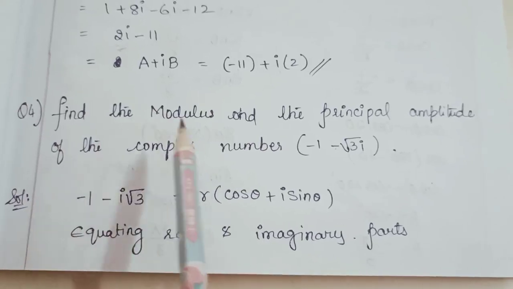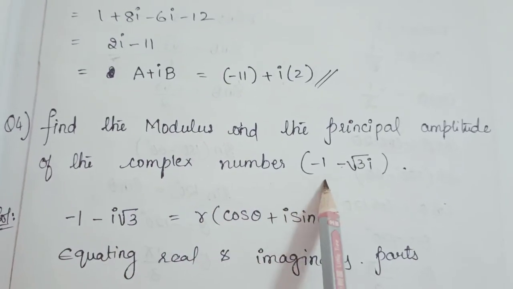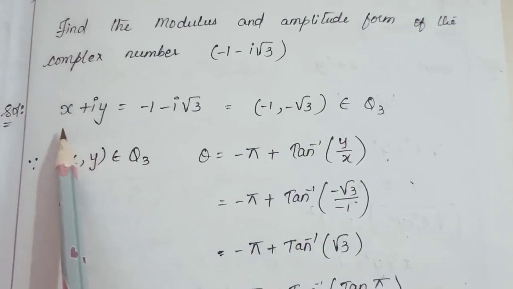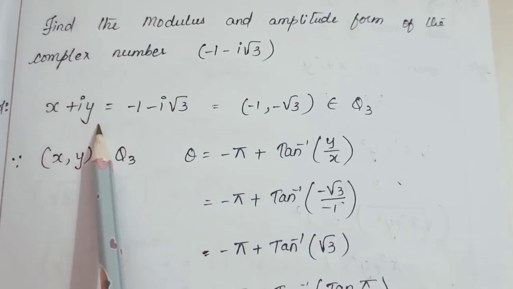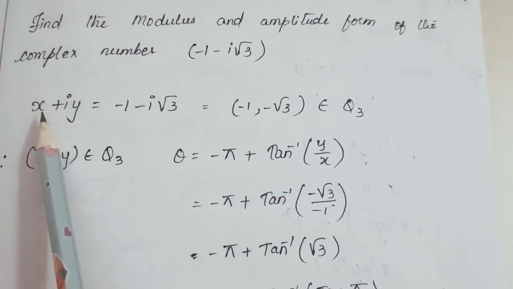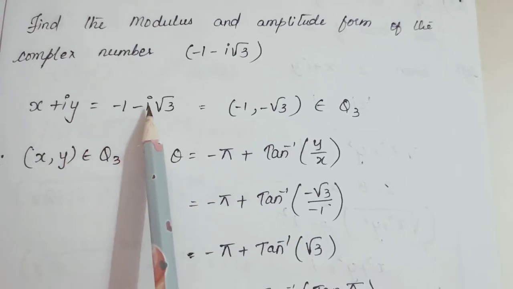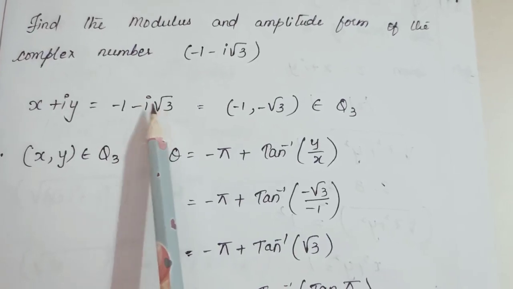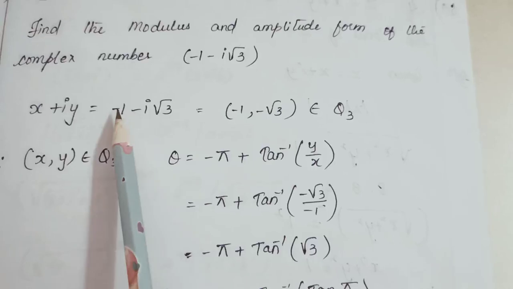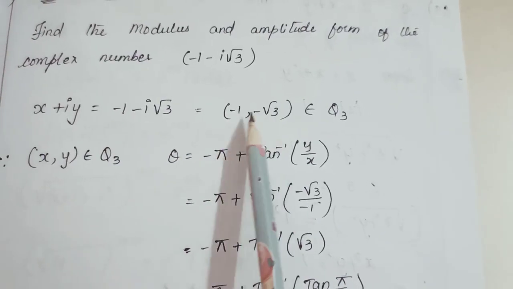Question number 4. Find the modulus and the principal amplitude of the complex number minus 1 minus root 3i. It is in the form of x plus iy: minus 1 minus i root 3. This is our question. x is minus 1 and the i coefficient is y. Here the i coefficient is minus root 3, so y is nothing but minus root 3. So we can write minus 1 comma minus root 3, they both are x and y.